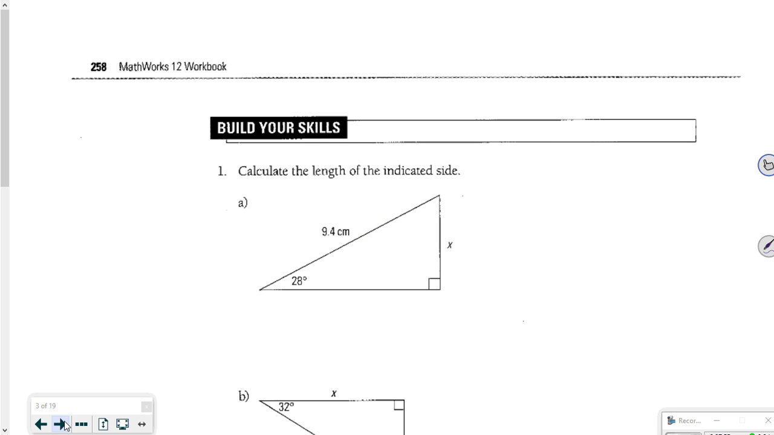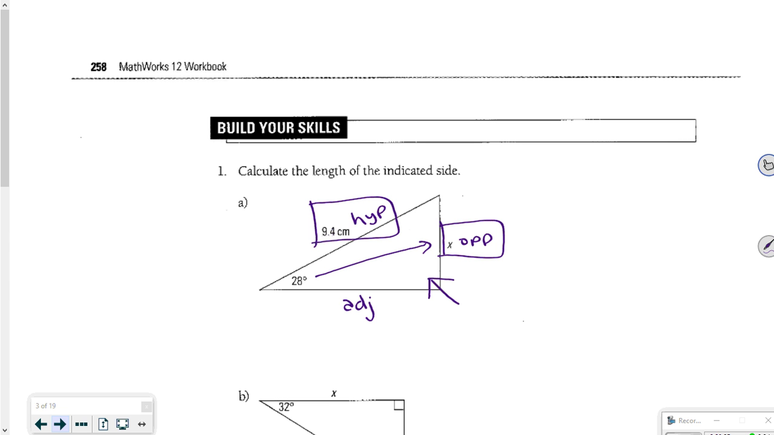Okay, so exact same process every single time when we're working with right angles. So always start by labeling your triangle. So hypotenuse, opposite, adjacent. In this case, the two sides we're working with are the hypotenuse and the opposite. If we're using SOHCAHTOA, opposite and hypotenuse is going to be our sine function. So sine of our angle is the opposite over the hypotenuse.